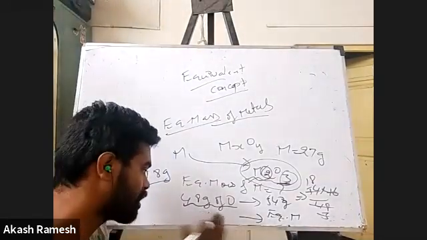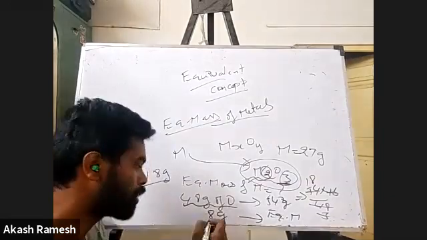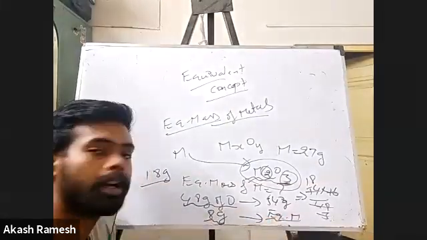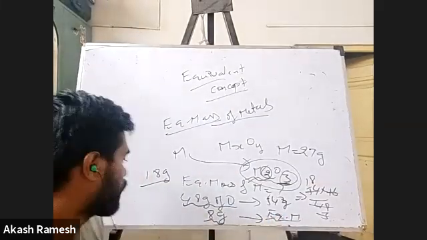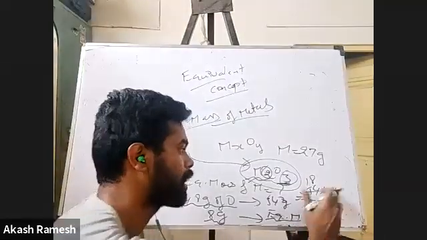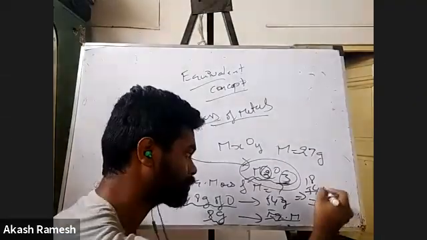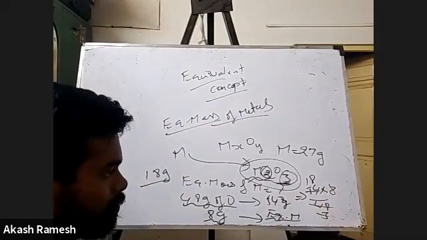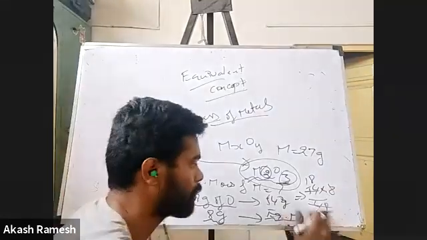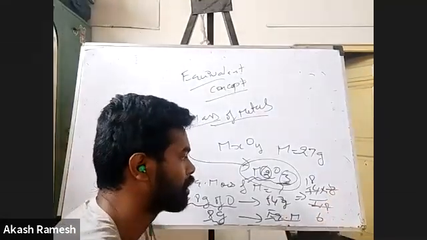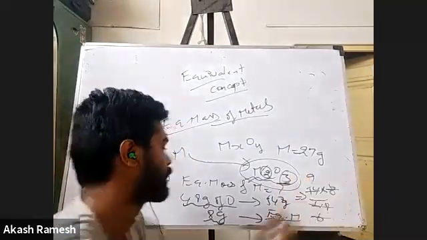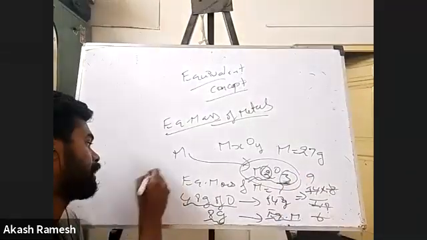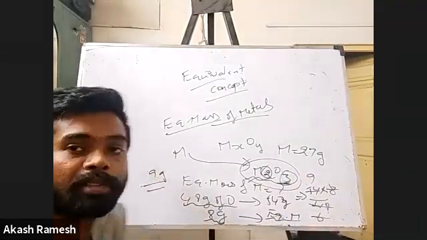So it is not going to be 16 here. It should be 8 grams of oxygen to react with whatever is the equivalent mass of the metal. Right. So if you do that, now it's going to be 8 grams. So this will be going 6 times and this will be going 9 times. So the equivalent mass of the metal is 9 grams. That's the answer.